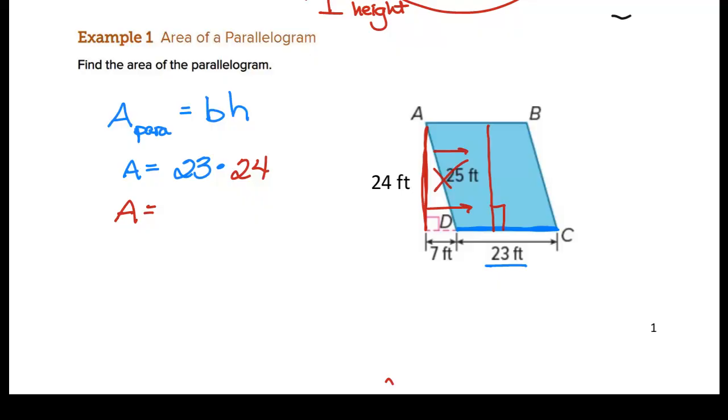$552. Now, when we're talking about area, you have to be very specific about units. So this is feet squared, because we are trying to figure out how many 1 by 1 foot squares would fit in that quadrilateral. So it's always feet squared or square feet, either way. Any questions about that?